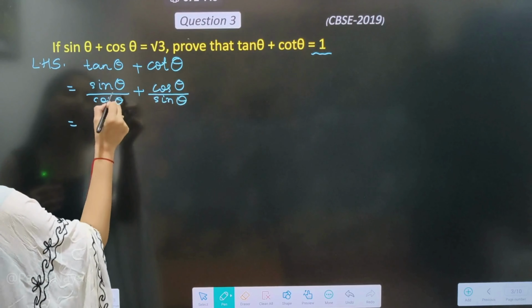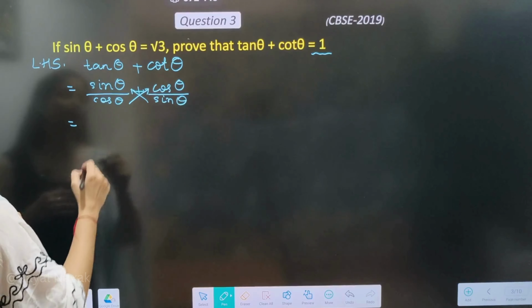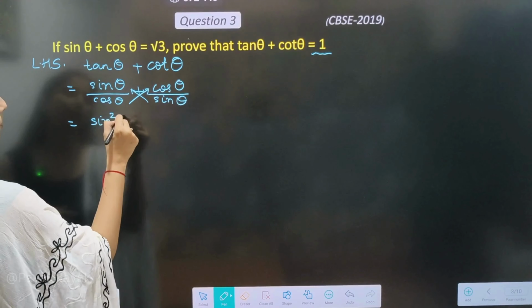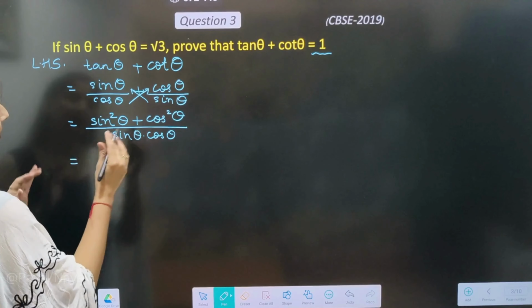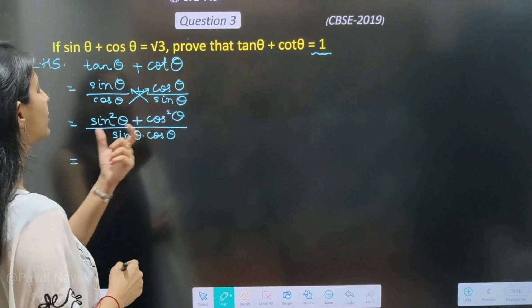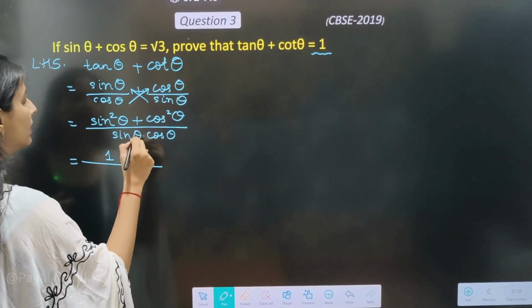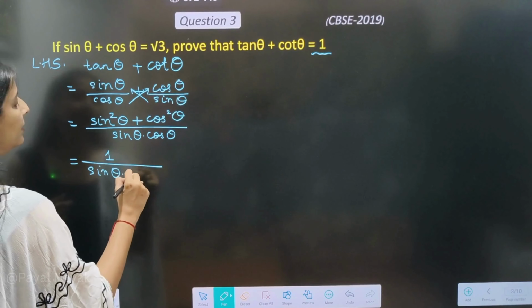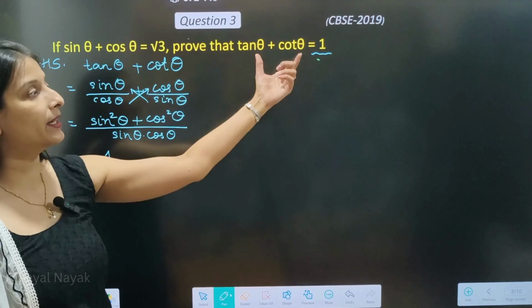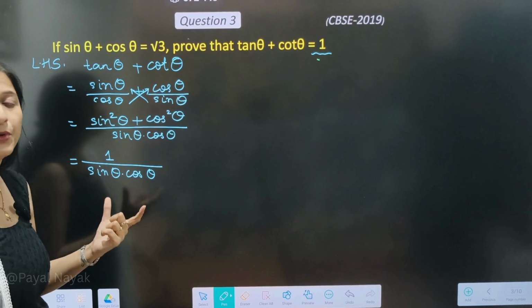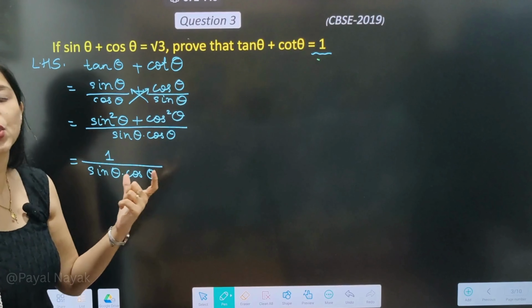What can you do next? We'll just cross multiply. So this will be multiplied with this and this with this. So what do you get? Sine square theta plus cos square theta, and in the denominator, sine theta into cos theta. Is this clear? Now you have already studied an identity, sine square theta plus cos square theta is equal to 1. So let me write it as 1 upon sine theta into cos theta. Right? But what is your requirement? Your requirement is that I just need 1. So what does that indicate? It indicates that somehow I have to prove sine theta into cos theta as 1.